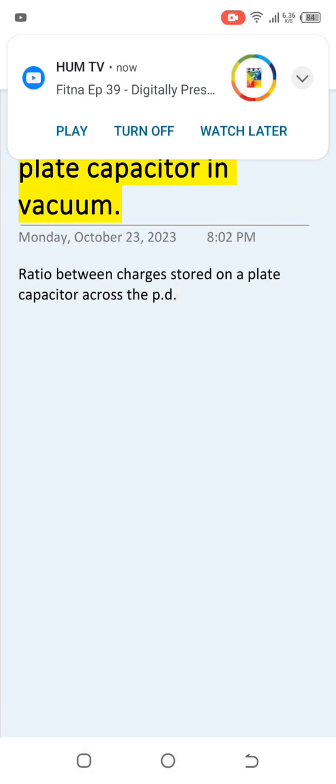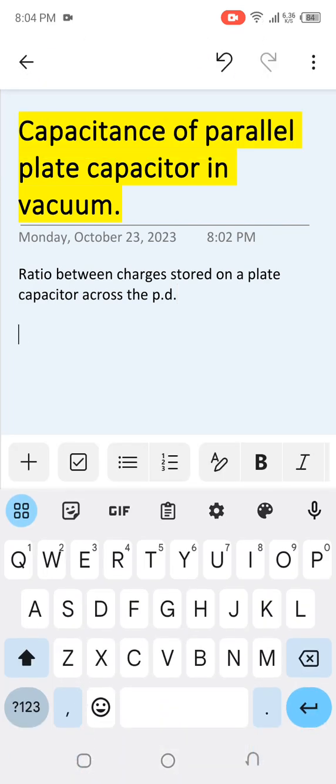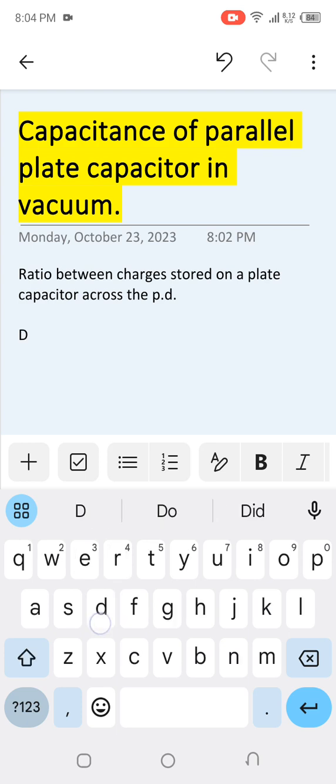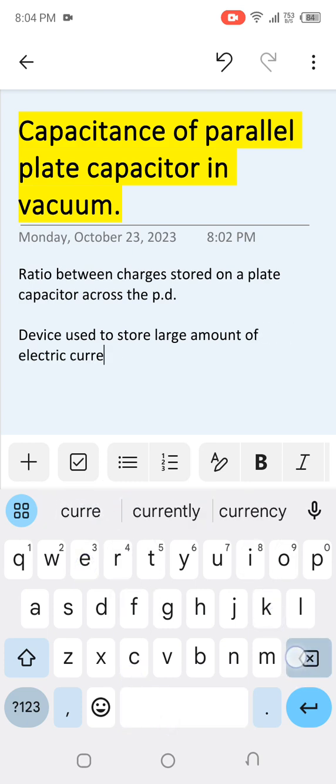Okay, after that here what is capacitor? So capacitor is basically a device that is used to store a large amount of electric charge.